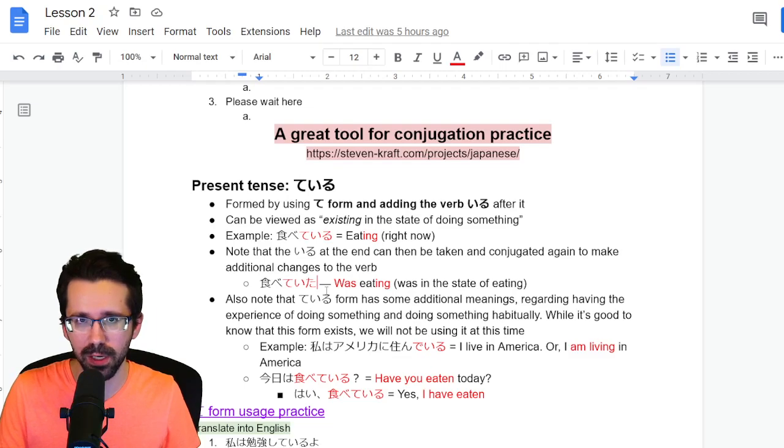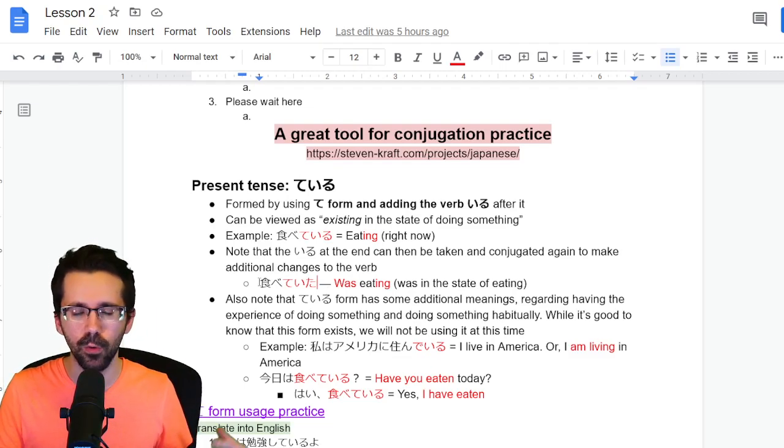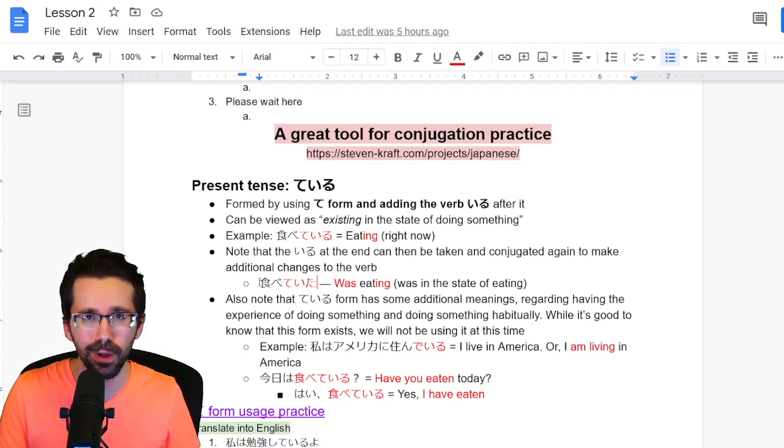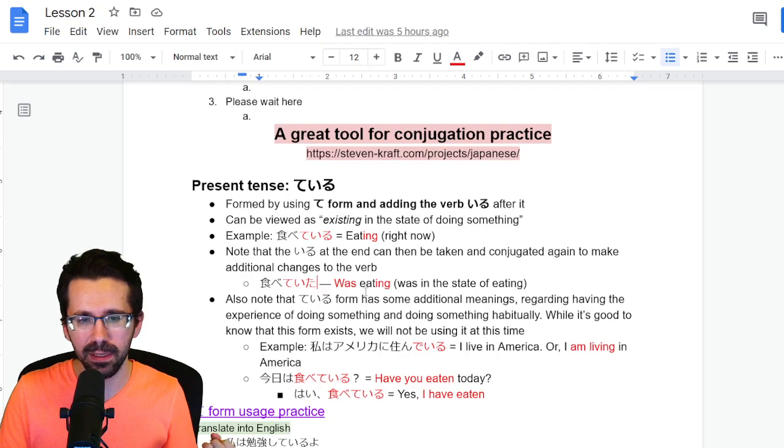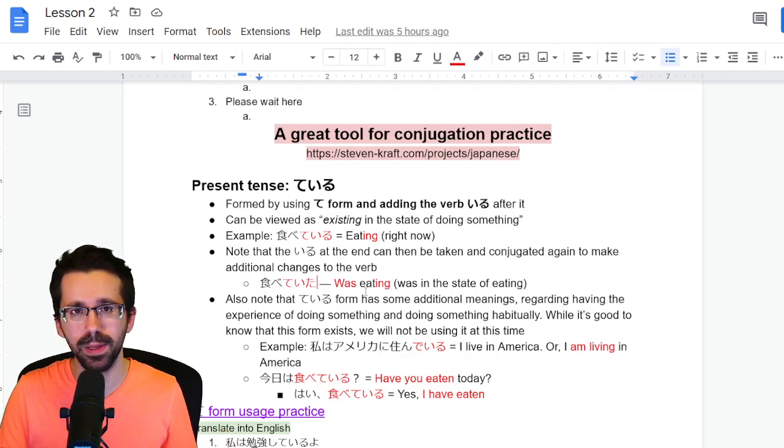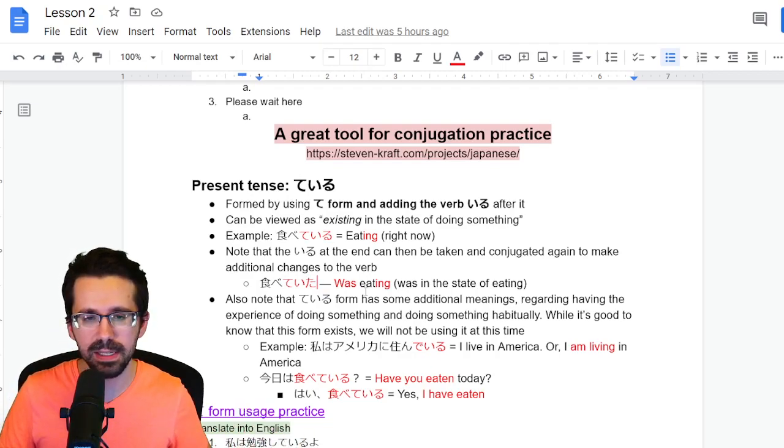Another very common conjugation would be formal form. We could have tabete imasu, which means the same thing as tabete iru, except it is formal form. That's the main meaning of te iru form, is that present tense. That's the easiest way to view it.